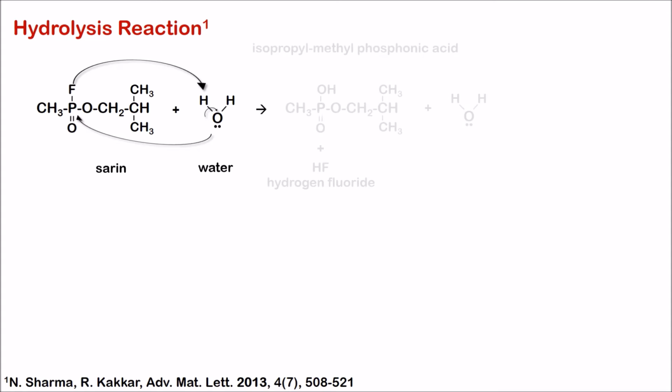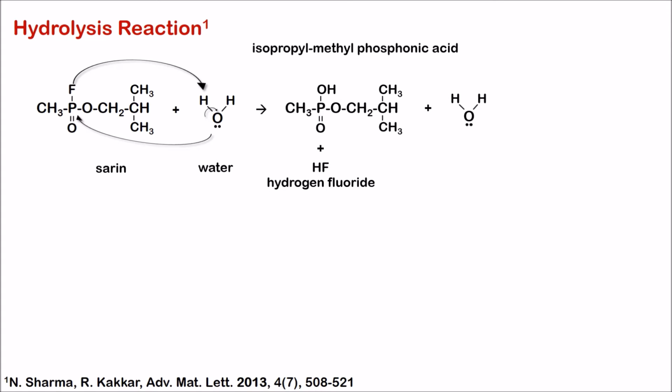Let's talk about the hydrolysis reaction. When sarin is adsorbed at the surface of the metal oxide, it reacts with water in such a way that the hydroxyl group of water attacks the phosphorus atom, forcing the fluorine to leave and react with hydrogen to form hydrogen fluoride. This brings the intermediate product called isopropyl methylphosphonic acid, or IMPA.